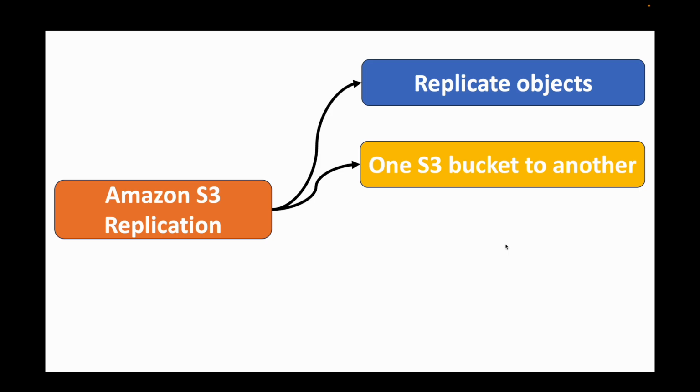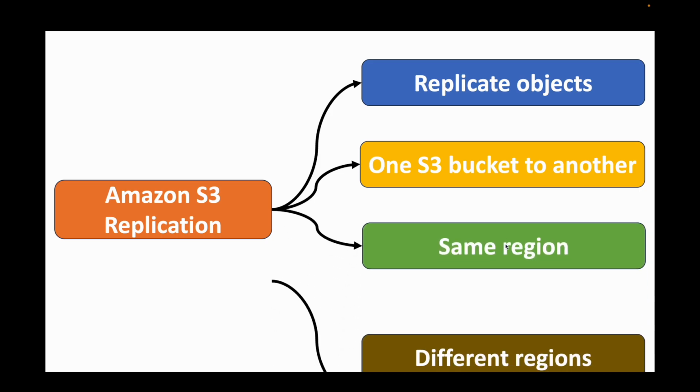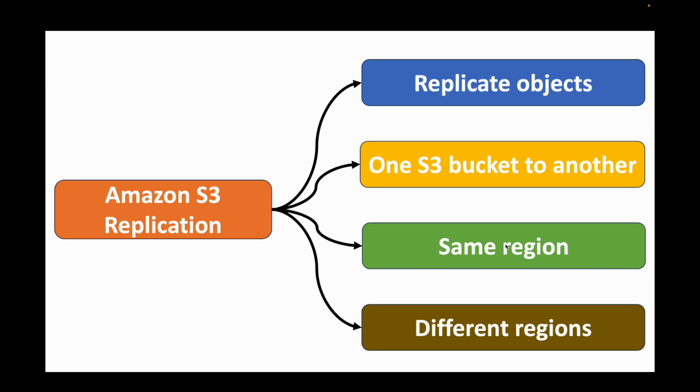Now, these S3 buckets can be within the same region. They can also be in two different regions. So, let's say when I upload data to one bucket, it should automatically get copied over to another S3 bucket. Then we can make use of S3 replication for that.